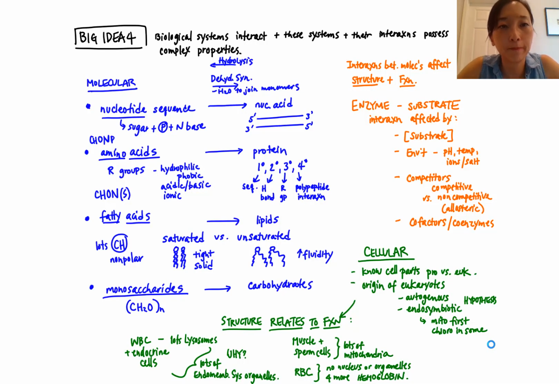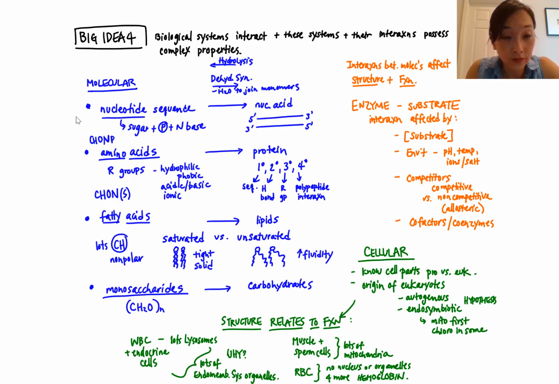This is Big Idea 4. It reads: biological systems interact, and these systems and their interactions possess complex properties. Now this is 2020, and on the AP Bio exam we are not covering certain systems, and they removed the entire ecology and evolution units. So this video is cut short, where I'm only presenting you the molecular and the cellular interactions that we find in biological systems. So here we go, molecular.